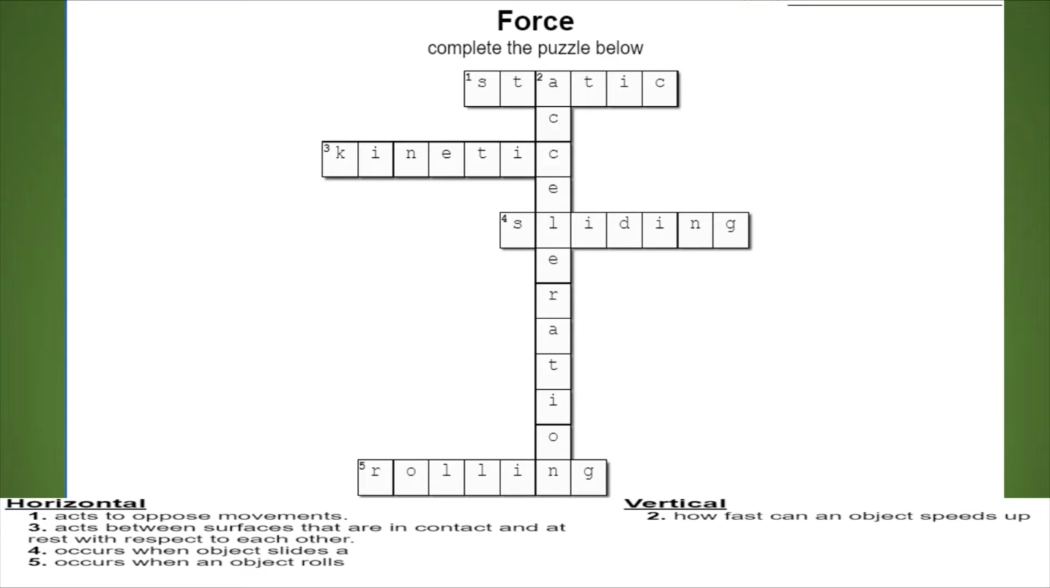Here are all the correct answers. Number 1, static. Number 2, acceleration. Number 3, kinetic. Number 4, sliding. Number 5, rolling. I hope you got all the correct answers.